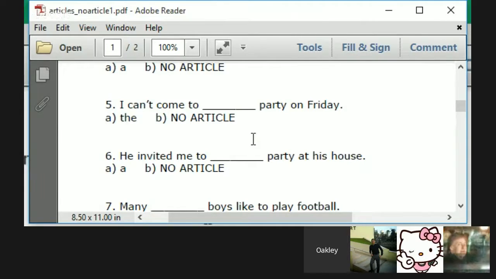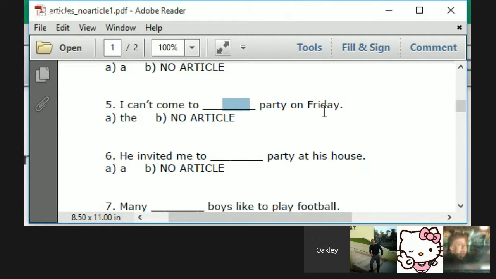And conversely, if you see an article and you have a fill-in-the-blank exercise, you know there must be a noun that follows an article. There has to be. They go together. They're glued together. Okay. All right. Mustafa, number 5. I can't come to the party.